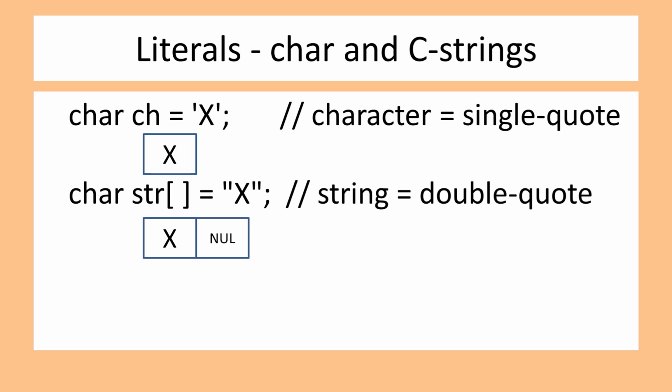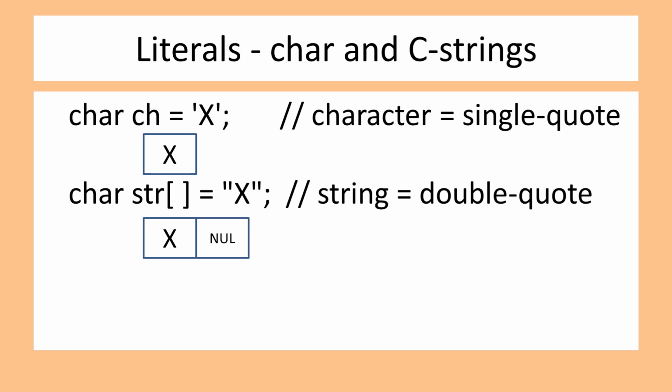Here are a couple of differences. Character CH equals single quote X single quote. That is going to put an X in a single memory location. Depending on whether it's Unicode or just a straight character, it might be a single byte or Unicode, double byte, 2 bytes. But it is a single character.